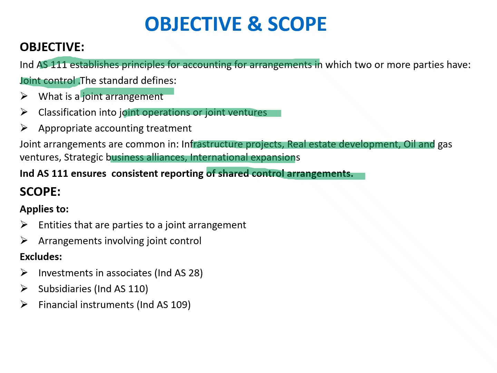Now, when we talk about the scope here, it applies to the entities that are parties to a joint arrangement, that is, an arrangement involving joint control. However, it excludes the investment in associates and subsidiaries as per Ind AS 110, and the financial instruments which are guided by Ind AS 109. So we'll move to the next slide.